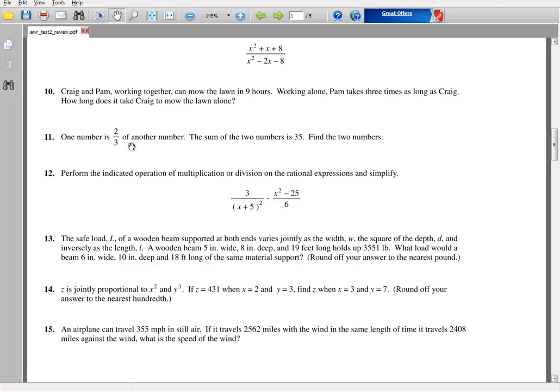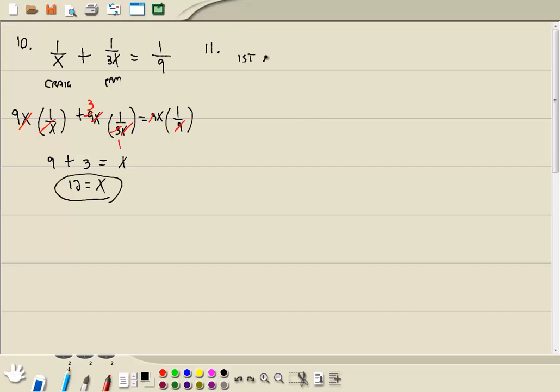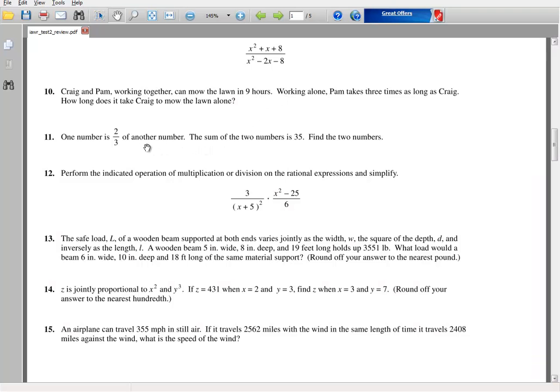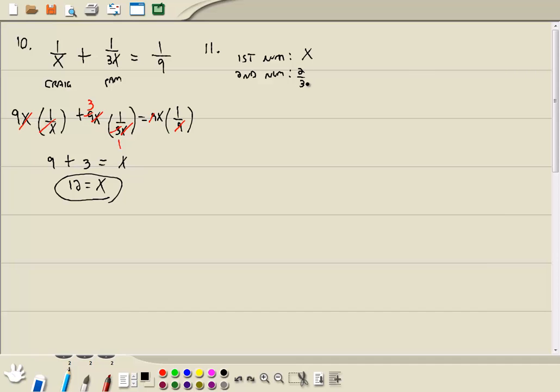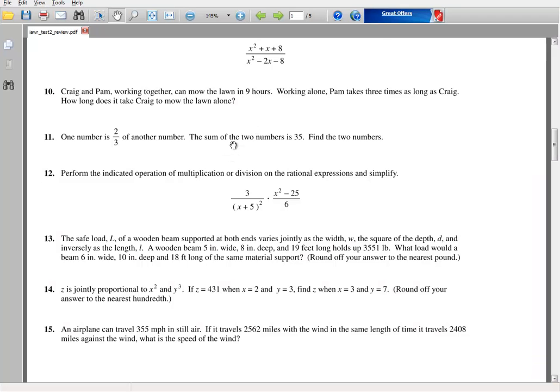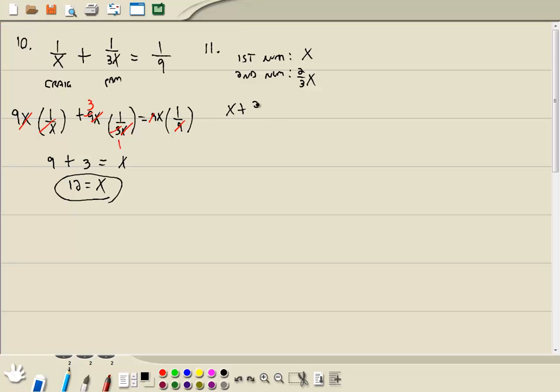Number 11. One number is 2/3 of another number. Sum of the two numbers is 35. Find the two numbers. Okay, so we got first number, and we got our second number. First number, we want to know what it is, so it's x. This says one number is 2/3 of another number. 2/3 of. Of means multiplication. So that means 2/3 x. And then it says the sum of these two numbers is 35. So we want to add them together. So we got x plus 2/3 x equals 35.